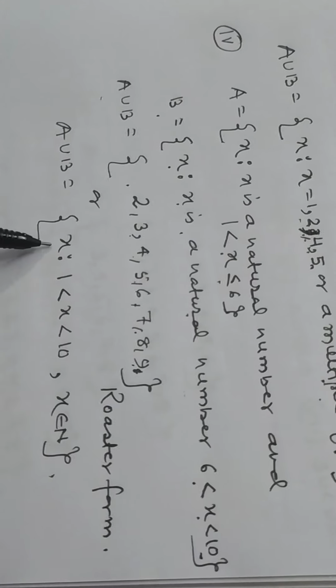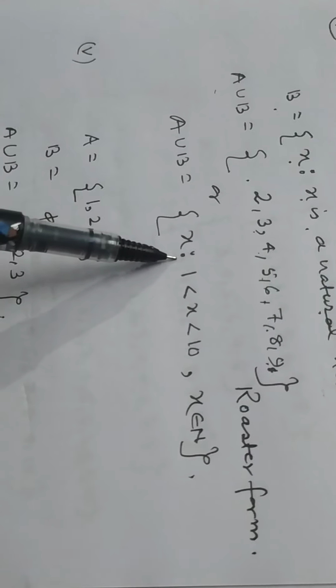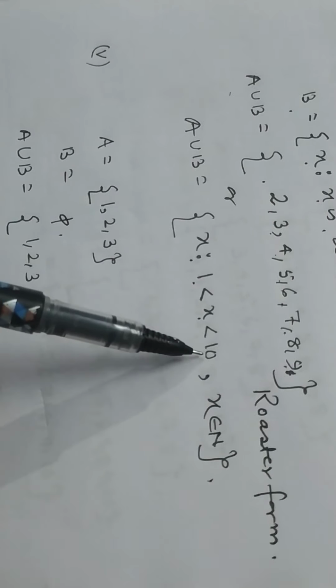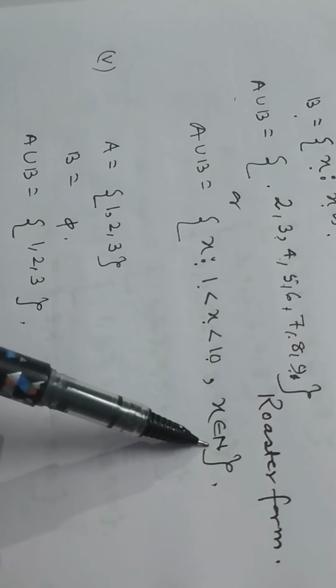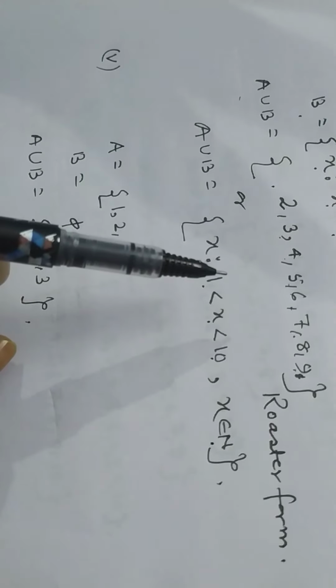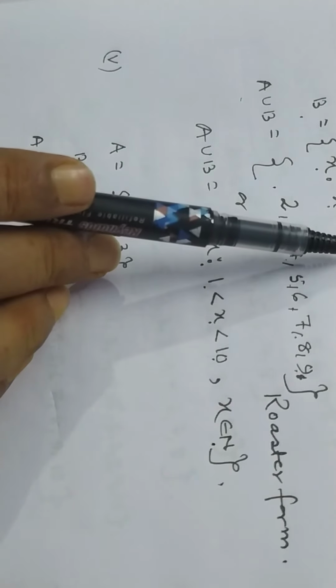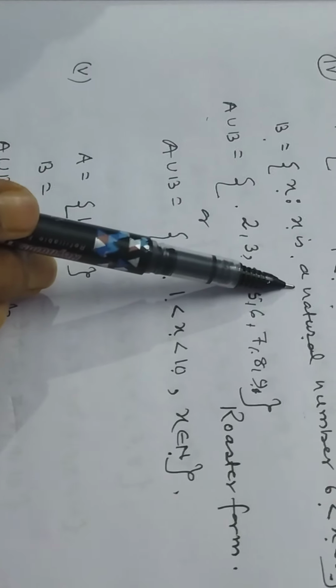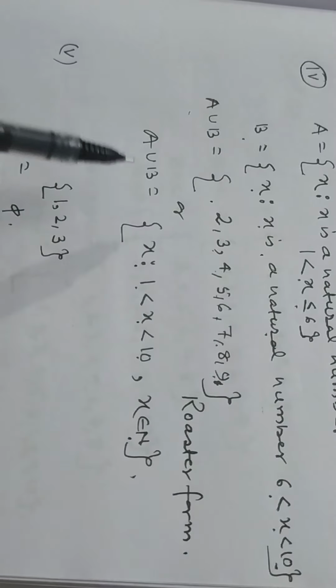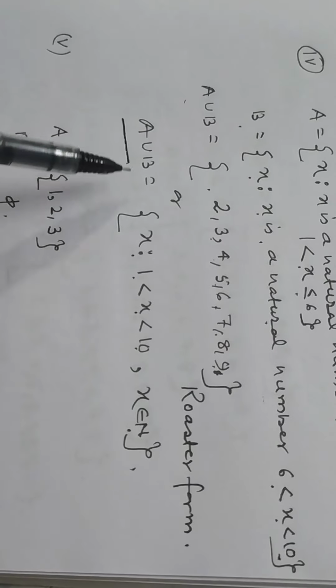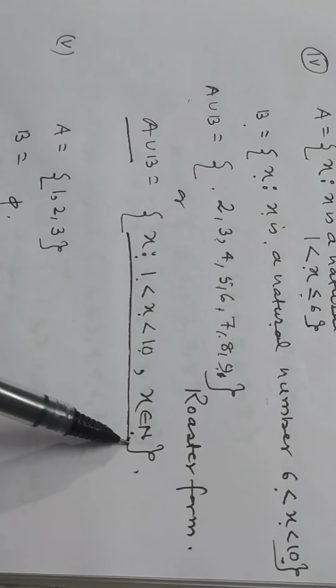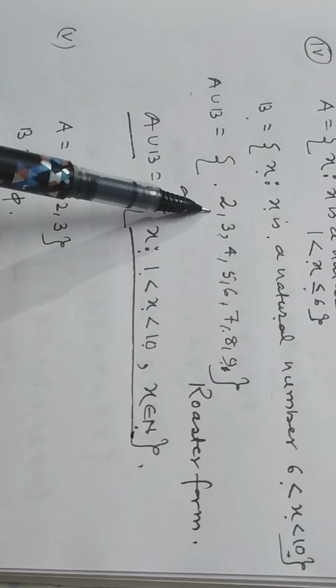And in set builder form, the collection of elements x such that 1 < x < 10, x belongs to natural numbers. My dear students, at this point I want to give you a suggestion: if a set is written in set builder form, then you should also write A union B in set builder form. So you don't write it in roster form.